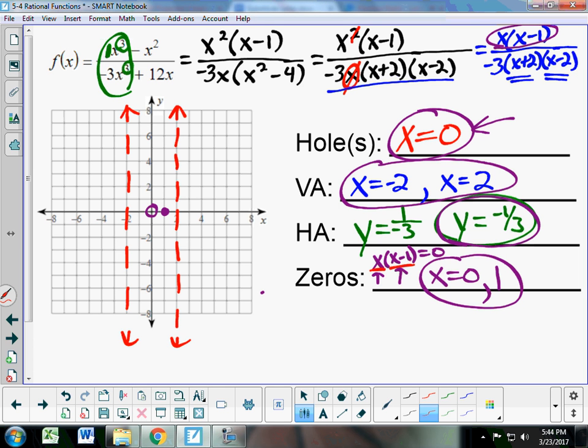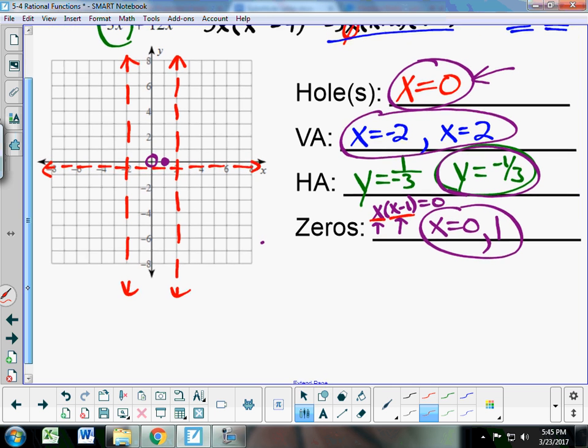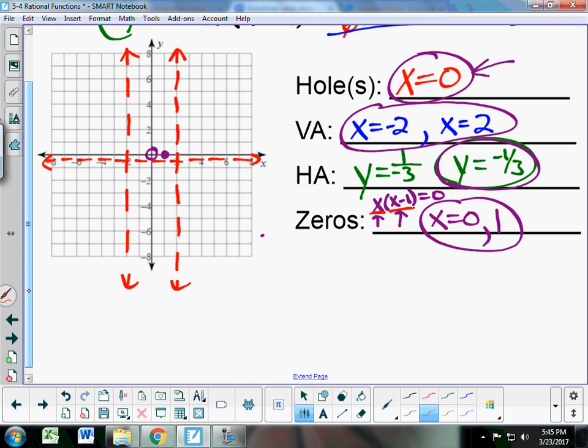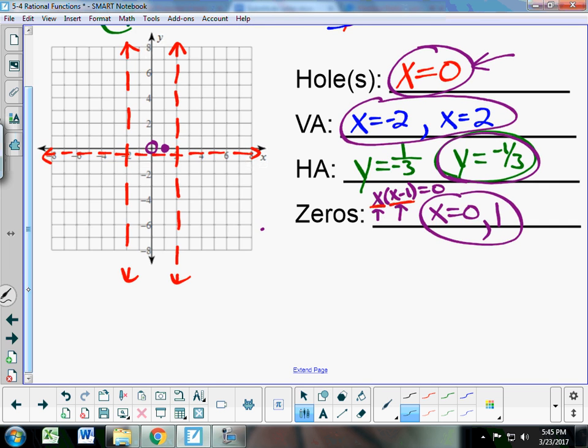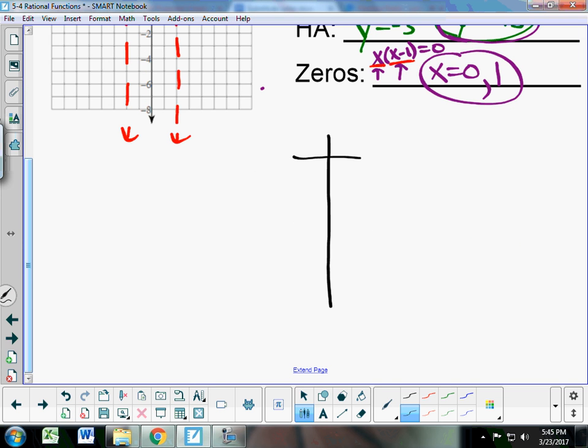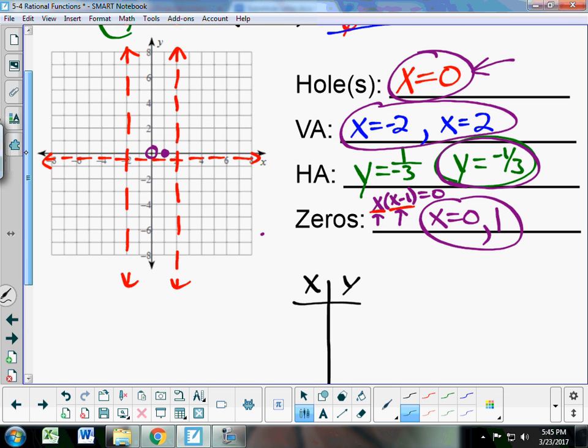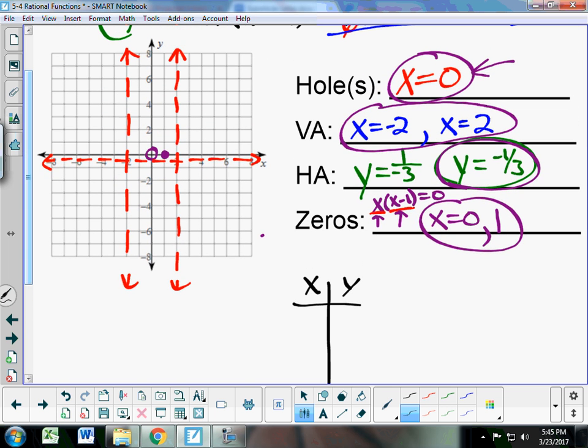Okay, and horizontal asymptote at -1/3. So I'm going to go down about where I think 1/3 is. Okay, all right, so let's take a look at this. Now it has to do with graphing again, or plotting those points. So first, let's pick some good points to the left and right of these vertical asymptotes.